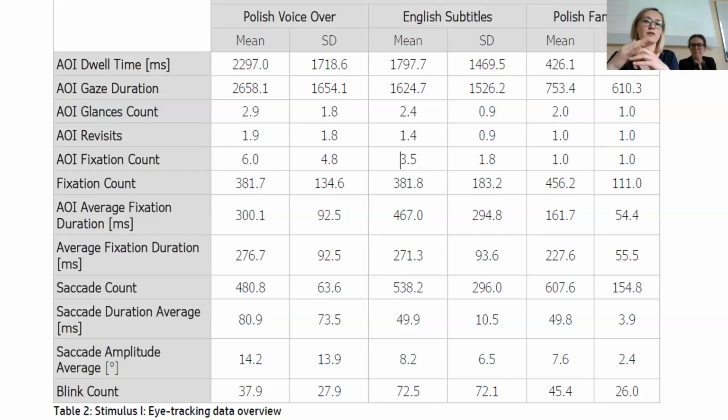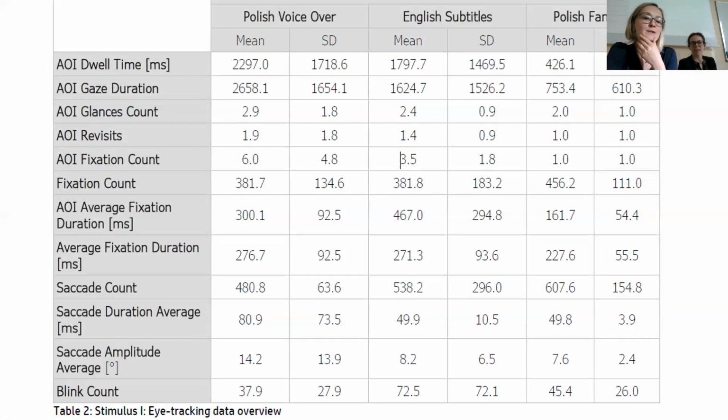And I wanted to show you an example of an eye tracking study I was reviewing. The researcher was comparing three conditions: Polish voiceover, English subtitles, and Polish subtitles. And what she did is something that we are saying shouldn't really be done. She exported all the data from the eye tracking software and put all the data in the publication, all the different metrics that were there. I mean, there were more. I'm not showing them all here.